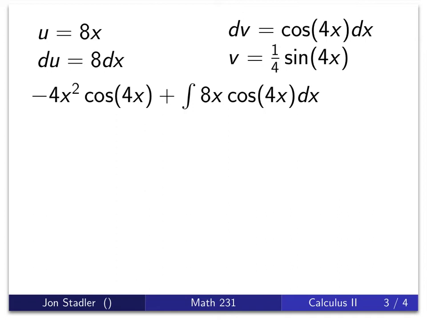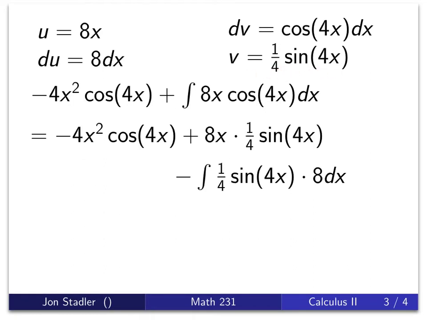Now in this new slide, I've just rewritten all of our new information, plus the integral where we were left off. So I'm going to take u times v, and that's going to be 8x times 1/4 sine of 4x, minus the integral of v times du. There's v and du. Simplify a little bit again.